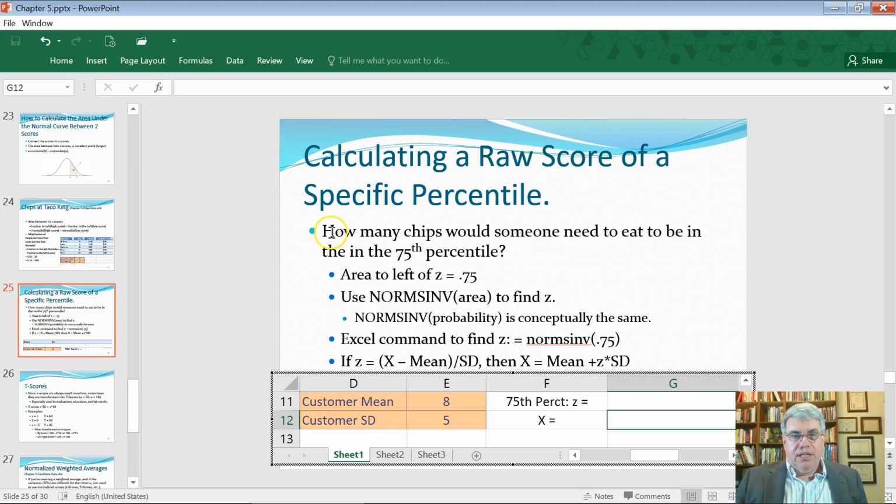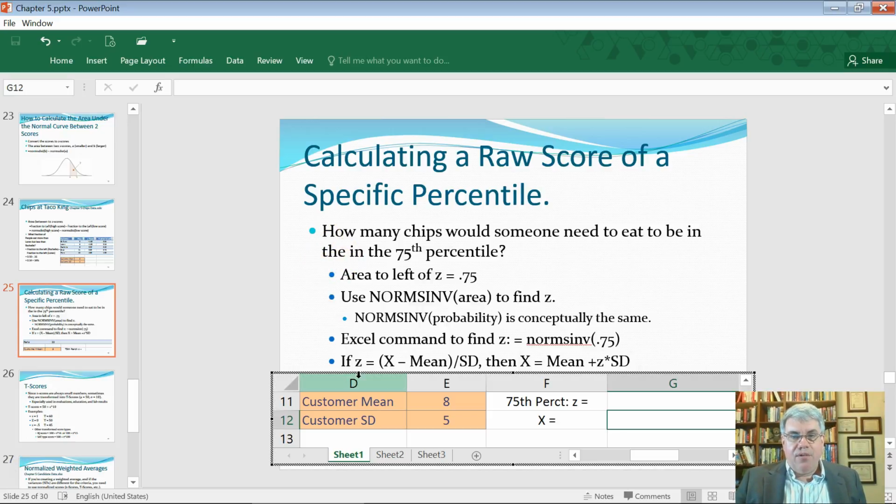Now, our question is, how many chips would someone need to eat to be in the 75th percentile? So we want to know what the cutoff is for the 75th percentile of the chip eaters. Who's going to be in the top quarter of the chip eaters? Who's going to be in the bottom 75% of the chip eaters?